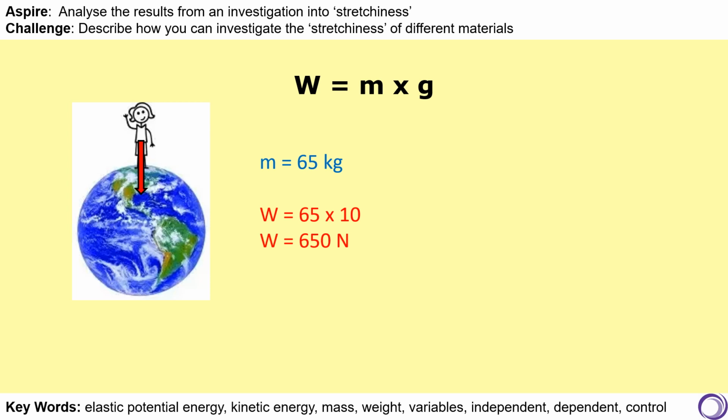I'd like you to grab your pen and paper now and have a go at this with a couple of other numbers. Can you work out for me what the weight would be if mass is 36 kilograms? I'll give you half a minute to do that. Just use the same method as what I have just used to work out my own weight. Off you go.